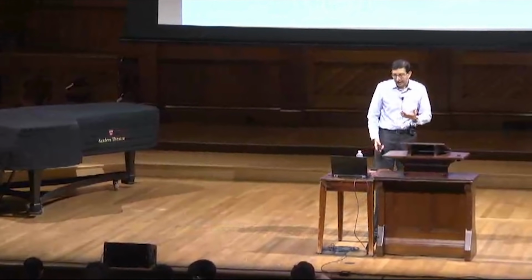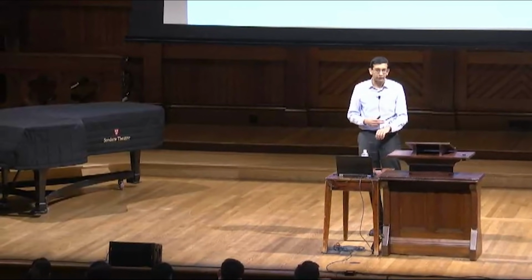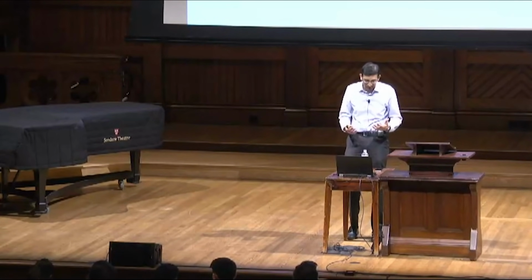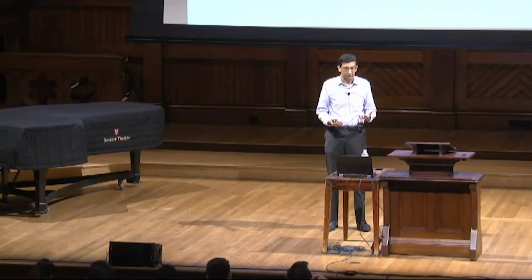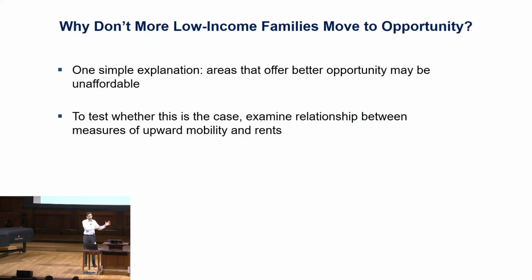So in light of that, a simple question you might ask, and a problem you might try to tackle, is: why don't more low-income families move to opportunity, right? Why are people using these vouchers, using this money they're getting from the government, to stay in relatively low opportunity areas? Presumably they care about their kids, they want to achieve better outcomes, so why aren't they doing that? What's the most simple economic explanation that you would think of?